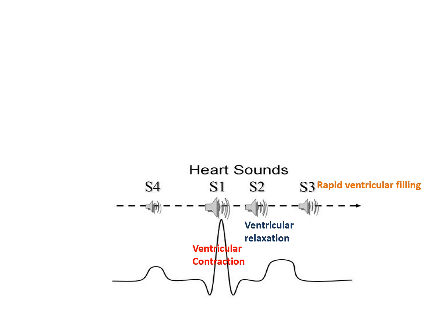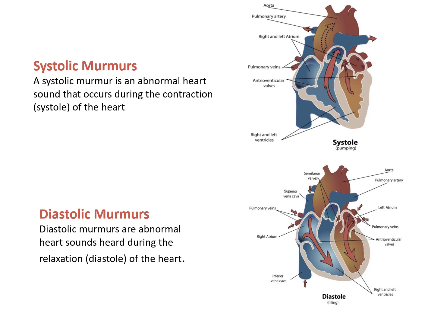S4 precedes S1 in late diastole, caused by atrial contraction forcing blood into rigid, non-compliant ventricles. It is often a sign of systolic dysfunction and can be heard in conditions like hypertrophic cardiomyopathy and systemic hypertension.